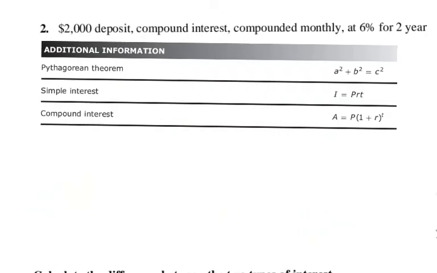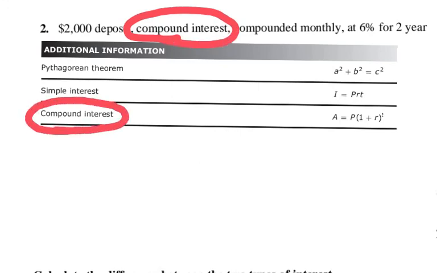Number 2 is a $2,000 deposit, compound interest, compounded monthly at 6% for 2 years. Okay, when it says compound interest, you're obviously going to use the formula for compound interest, which is in your reference chart. I think it's the last thing on your reference chart. A equals P and then 1 plus R to the T power.